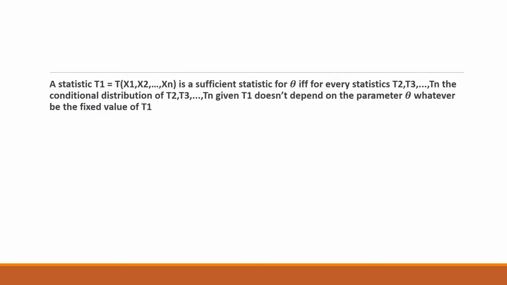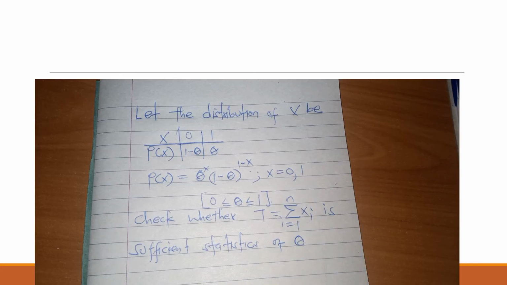So we are being told a statistic is maybe like an estimator. T1 equal to T of x1, x2 all the way to xn is called a sufficient statistic for theta if and only if for every statistic T2, T3 all the way to Tn, the conditional distribution of T2, T3 all the way to Tn given T1 doesn't depend on the parameter theta, whatever be the fixed value of T1.